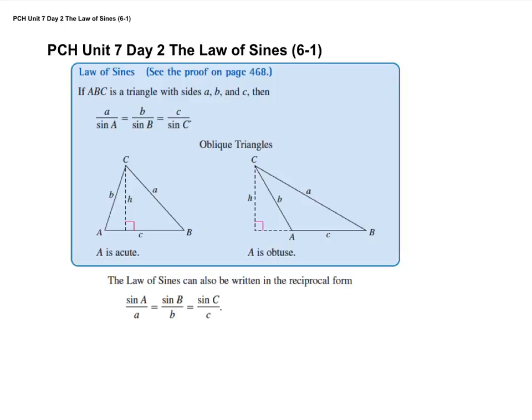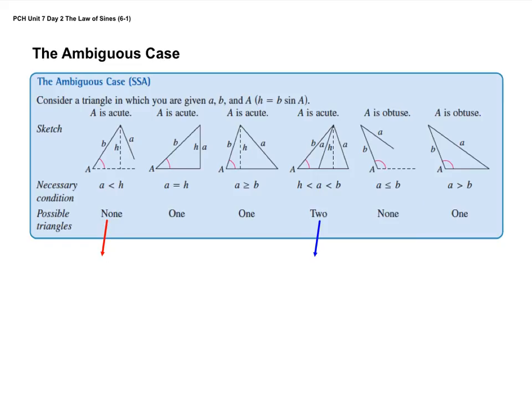What does oblique mean? Oblique means not a right triangle. It's just a generic term for a triangle that's not a right triangle. So that's what we're dealing with here: oblique triangle trig, or you could just say non-right triangle trig.